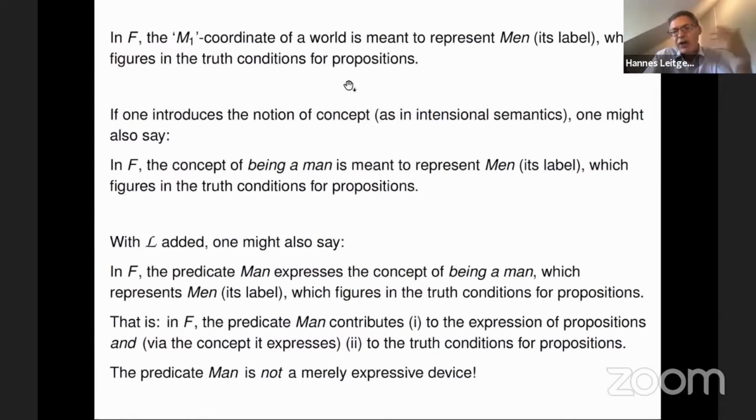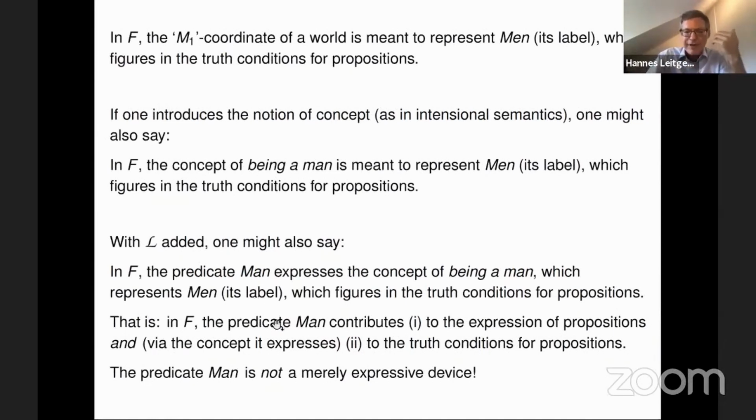So if one now introduces the notion of a concept as in intensional semantics, like a function from possible worlds to extensions, one might say that in the framework, the concept of being a man is meant to represent the set of men, its label, which figures in the truth conditions for propositions. And once you add the language, as we've just done, you might also say in the framework, the predicate man expresses the concept of being a man, an intension, which represents the set of men, its label, which figures in the truth condition for propositions.